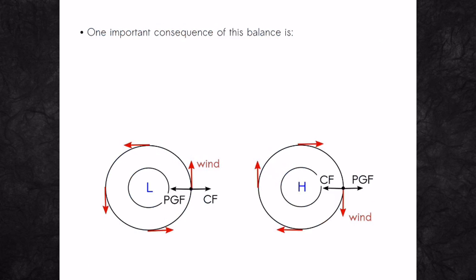Now, one of the consequences of this is that it sets limitations on the kind of flows you can have around cyclones and anticyclones. So for instance, let's suppose we have an anticyclone or cyclone. Let's start with the low pressure case. Let's suppose we have a cyclone here at the ground. So these black lines are showing isobars.